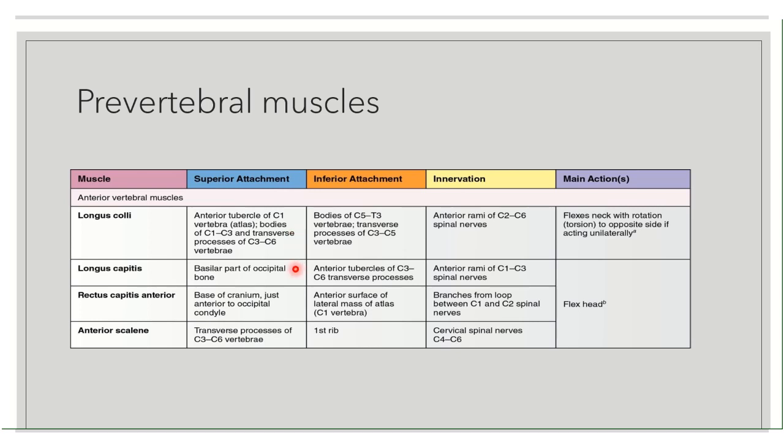While the anterior scalene muscle gets its origin from the transverse process of C3 to C6 vertebrae, and it gets inserted on the outer border of the first rib. If we talk about the main action of these prevertebral muscles, these are weak flexors of head and neck, and some fibers of longus colli muscle also rotate the neck to the opposite side if acting unilaterally.